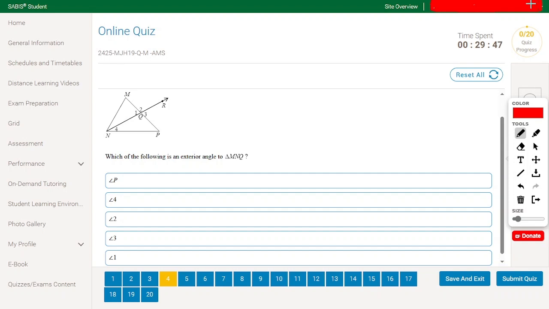Which of the following is an exterior angle to triangle MNQ? Triangle MNQ, this triangle. We need to know the exterior angle. As we see here, angle 2 is the exterior angle for this triangle. So the answer here will be angle 2.